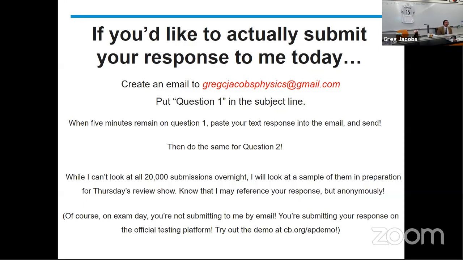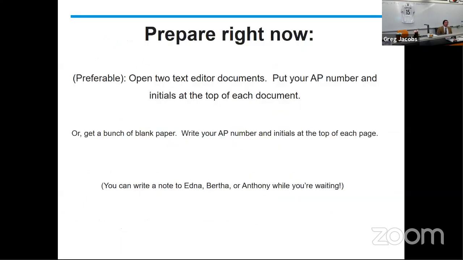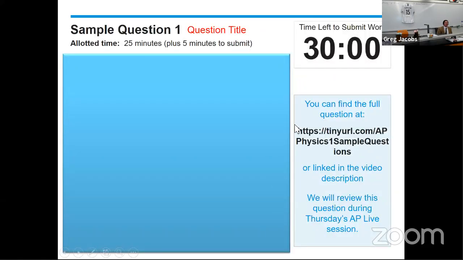All right. Are we ready? We have 2 open text editor documents or a bunch of blank paper with your AP number and initials at the top of each page, and you have a note to Edna, Bertha, or Anthony. Are we ready? Are we set? All right. The first question, go to this link, and you can download the very first file. It says Wednesday, May 6th, practice question number 1.